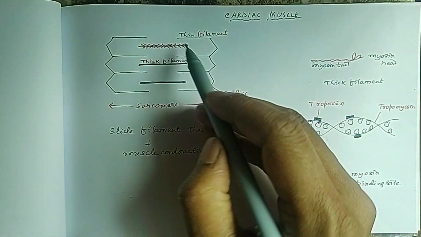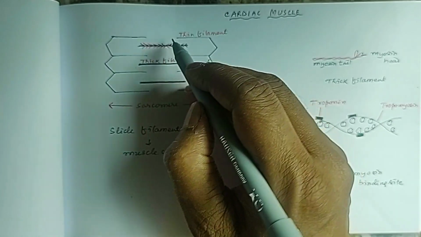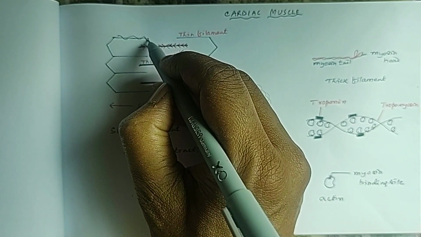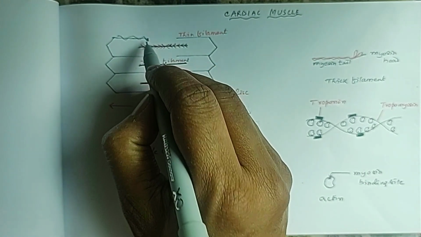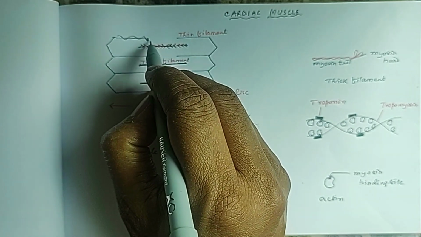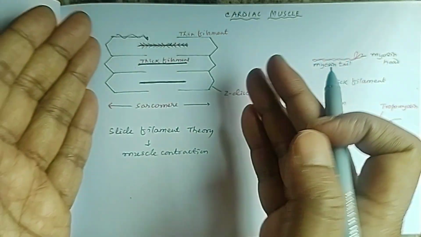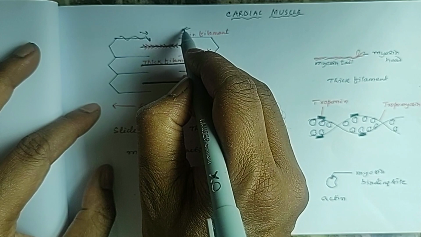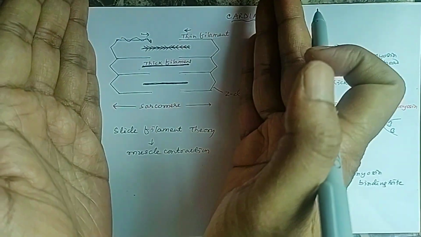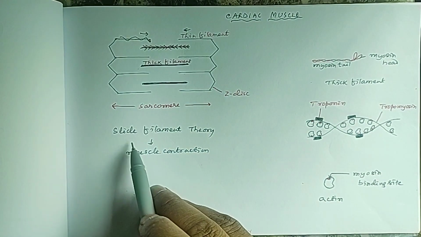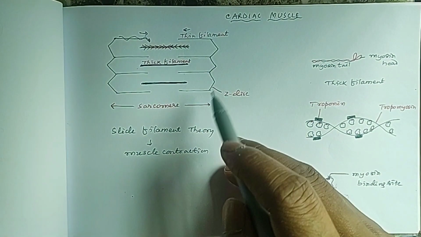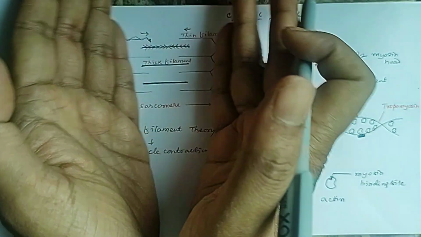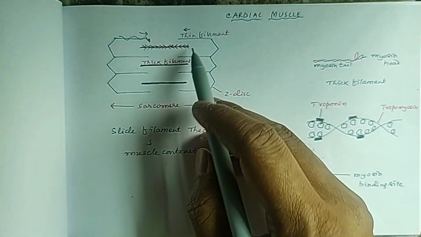So the myosin head can bind to the thin filament. Here the actin is there, and this is the myosin binding site, and when this myosin head binds to this one, it will pull. So the direction will be like this, and there will be contraction of this muscle. We call it the sliding filament theory, and this is the same mechanism as that of the skeletal muscles. Because of this sliding of the thin filaments over the thick filament, there will be contraction.